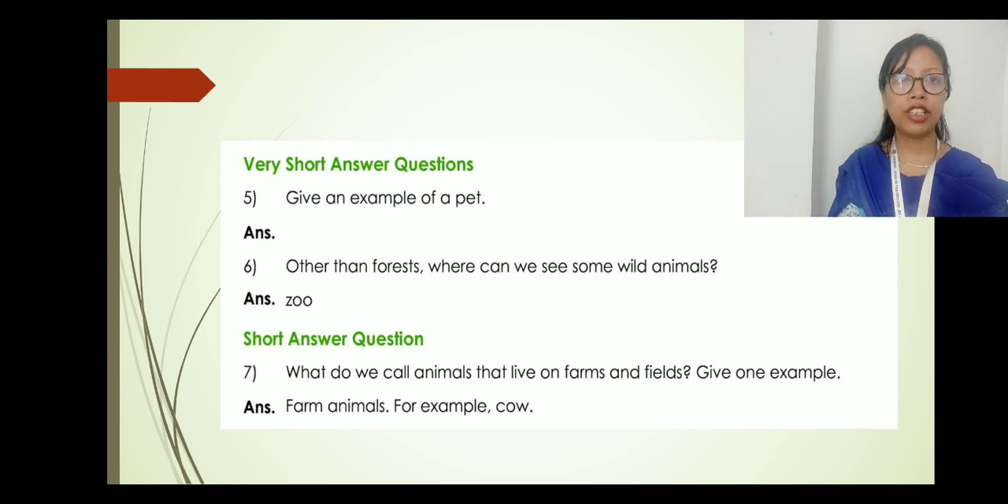Other than forest, where can we see some wild animals? So other than the forest, we can see the wild animals in the zoo. Zoo is the place where they are being kept secured. Okay. So next is question number 7. What do we call animals that live on farms and fields? Give one example. So the animals that live on farms and fields are called farm animals. For example, cow.